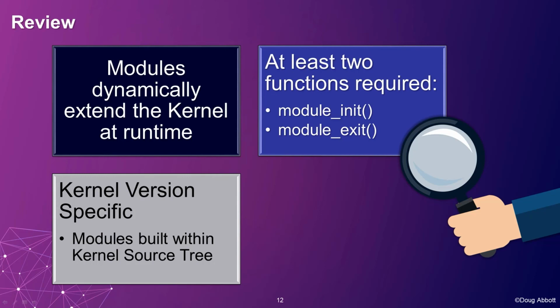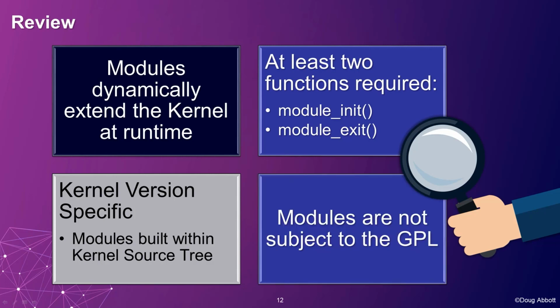Modules are kernel version specific. This means they are built against a specific version of the Linux kernel. Attempting to load a module into a kernel version for which it was not built will fail. Modules can only be built from within a kernel source tree. Modules enjoy a special status with respect to the GPL. Even though they make use of GPL kernel code, they are allowed to remain proprietary.